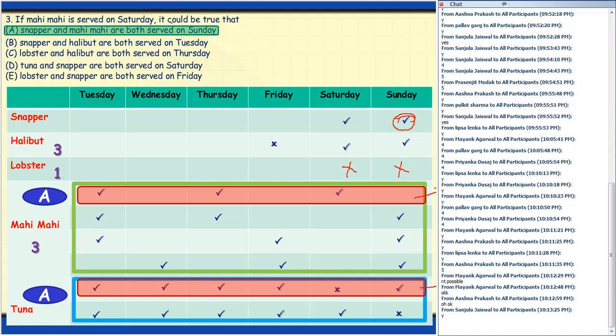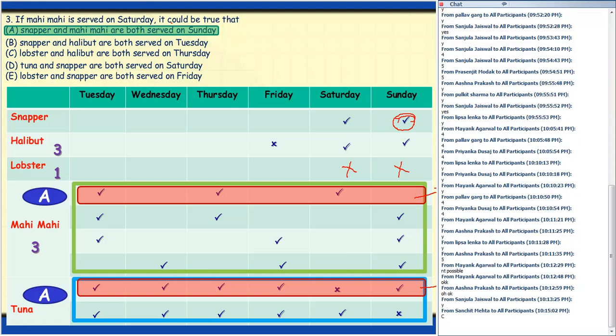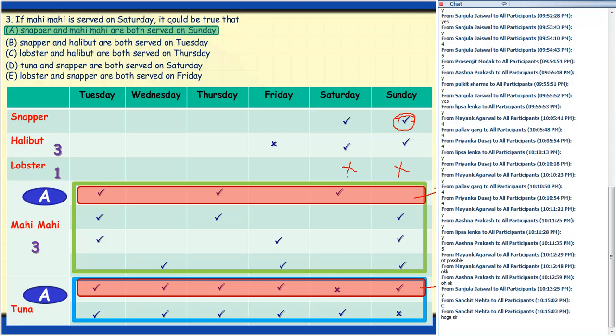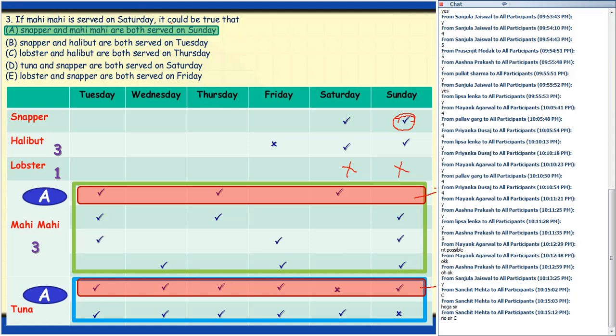Mahi mahi. I think the answer is wrong. Option A will not be the answer. Okay, I marked option A wrong. How would it happen? Snapper and mahi mahi are both served on Sunday, but mahi mahi will not come on Sunday. We just discussed that if mahi mahi is served on Saturday, how can mahi mahi also be on Sunday? The answer is not A. I have already marked this wrong. Let's go for option B.